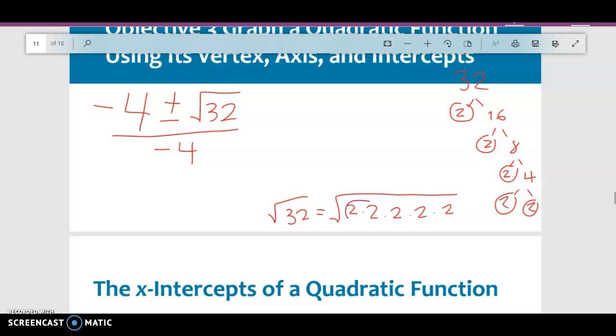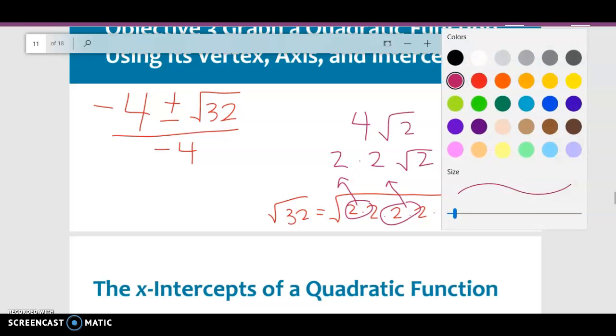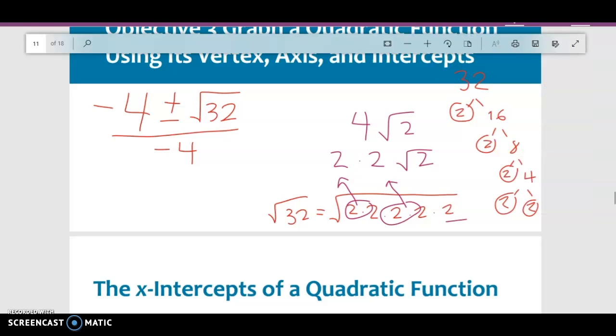So I have a pair of 2's, a pair of 2's. This gets to come out front, this gets to come out front. So 2 times 2. This one is by itself because it wasn't part of a pair. So 2 times 2 is 4, 4 square root of 2. All right, so I'm going to rewrite this solution here: negative 4 plus or minus 4 square root of 2 over negative 4.